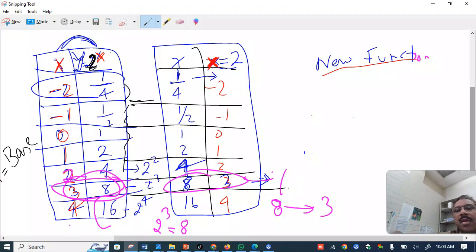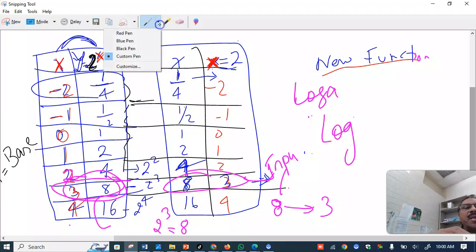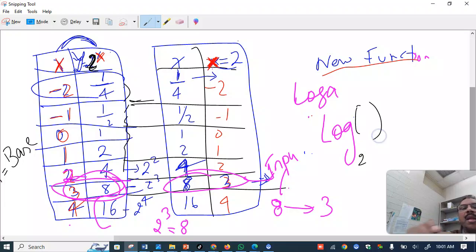So the mathematician, as I said, Logarithm, said okay, this becomes the input, like an x. So he said, log, and the base that we use is 2. So the base is the 2 here. Log base 2, and the input here was 8. So the question is, logarithm base 2 of 8 is, the answer is 3.